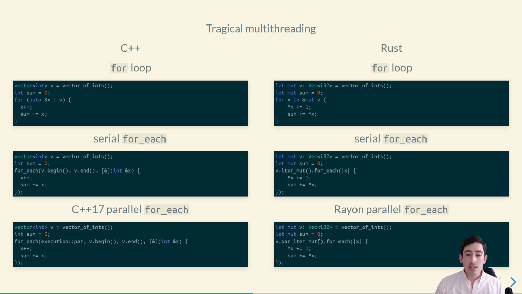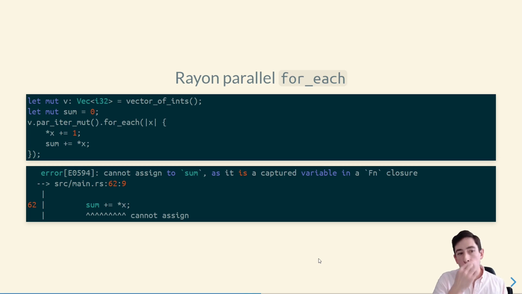Luckily, in the Rust case, it will catch this. Here the error is not crystal clear because you need to know what a Fn closure is, which has to do with a trait, and we're not going to have time to talk about the trait system and how generics work and all that stuff.